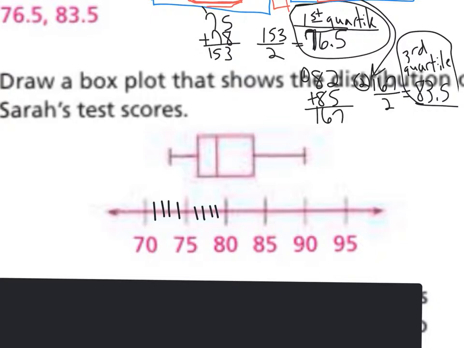One thing about this, normally they're not going to do this, but on your box plot, if the numbers are not very nice, like these, we had some decimals that came out here.